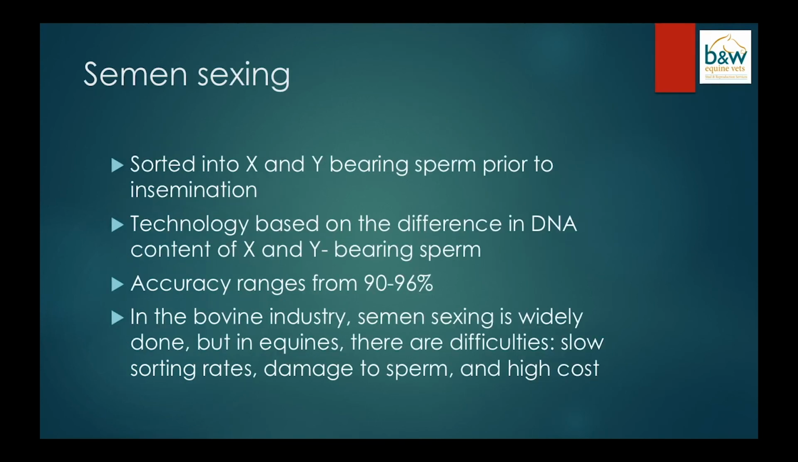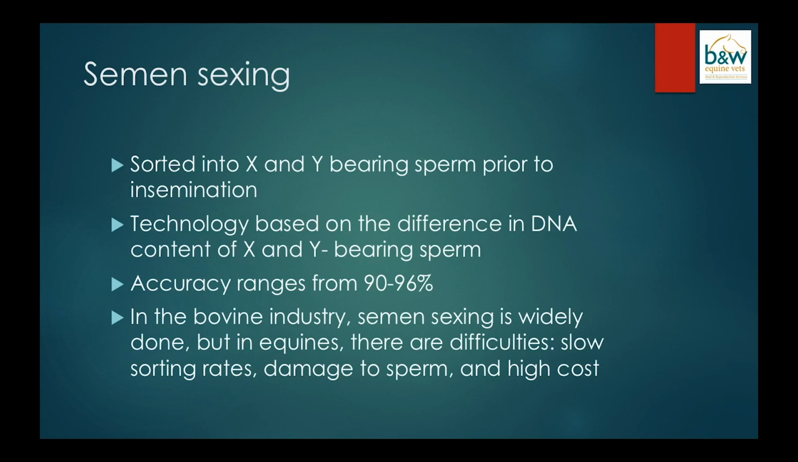Then moving on to semen sexing. So this is where we have a semen sample which the sperm within can then be sorted into X and Y bearing sperm prior to insemination to then determine the gender of the offspring. So the technology is based on the fact that the DNA content of X and Y bearing sperm is different, and so it can be sorted based on that using fluorescent stains. And the accuracy of sorting ranges from 90 to 96%.